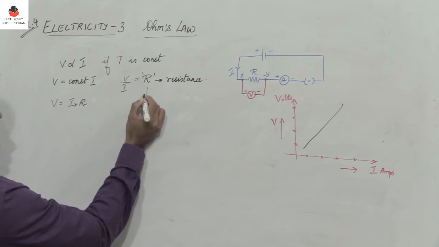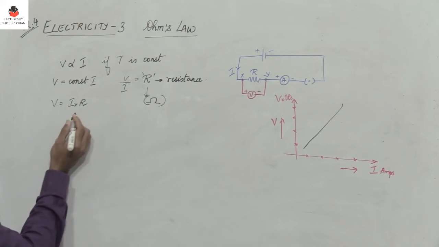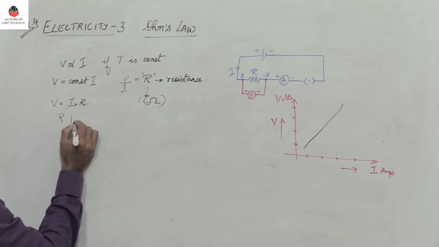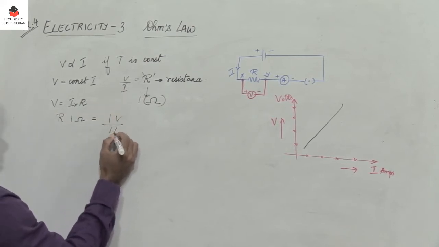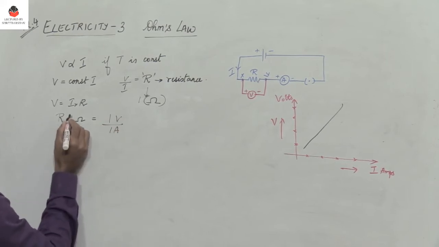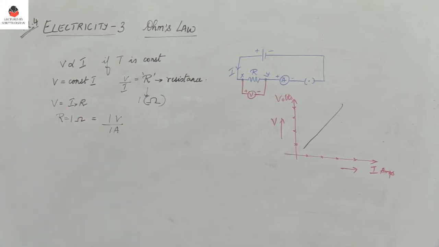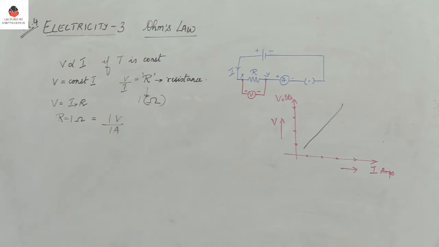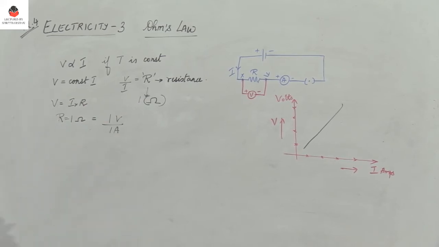So this resistance R is measured in terms of ohm, and this is the symbol. So when do I say that R is equal to 1 ohm? So R is equal to 1 ohm when the voltage is 1 volt and the current is 1 ampere. So the resistance is 1 ohm if the voltage is 1 volt and current is 1 ampere. So if the potential difference between any 2 points of an electric circuit is 1 volt and if the current flowing through it is 1 ampere, then we say that the resistance R of the conductor is 1 ohm.